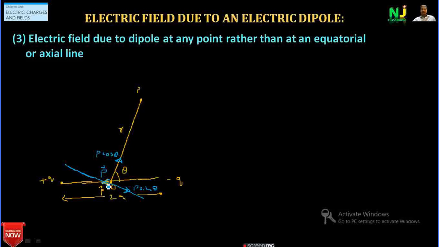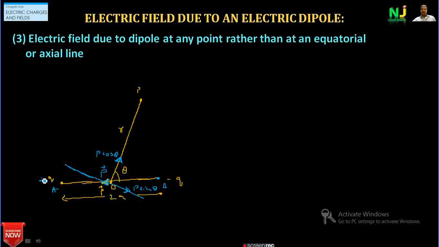To the point P, P sin theta acts like the perpendicular. So therefore, we got two dipoles, one along the line joining. Let us consider AB. At the point A, plus Q charge is here. At the point B, minus Q charge here. So this is the OP. Now this is the direction of the vector.